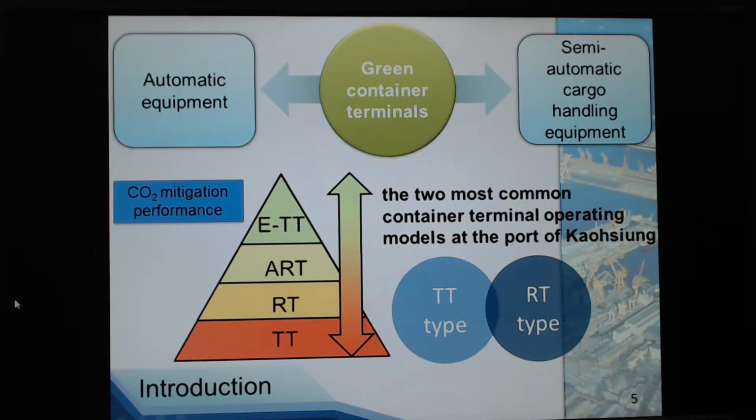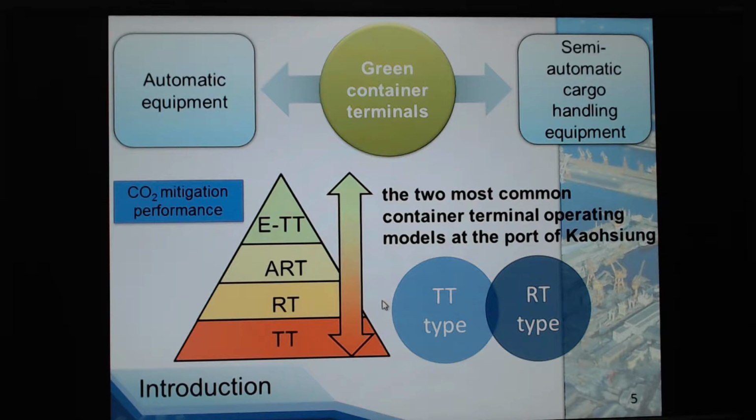So you can see this map. The red color is TT, that means the tire transtainer. Because this equipment uses diesel oil, it creates air pollution and CO2 emissions, quite serious compared with other equipment. The rail transtainer uses electric power, ART the same, ETT the same. So you can see that the red color is TT.